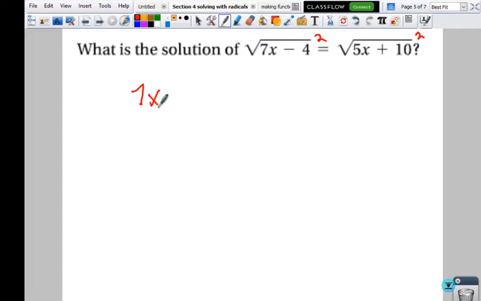And I got a 7x minus 4. And it's gonna be the same thing over here, right? And we're gonna get 5x plus 10. Alright, you guys gonna keep helping me. Jace, what should I do next? Minus 5x. Yep, minus 5x, so the x is on the same side.